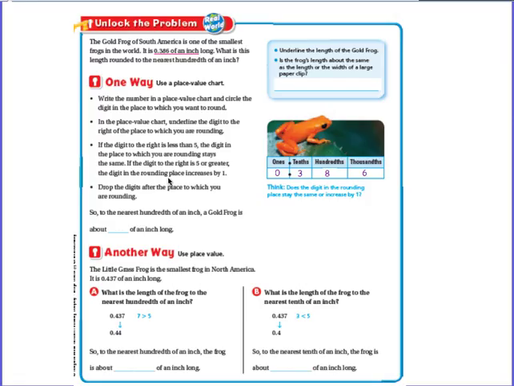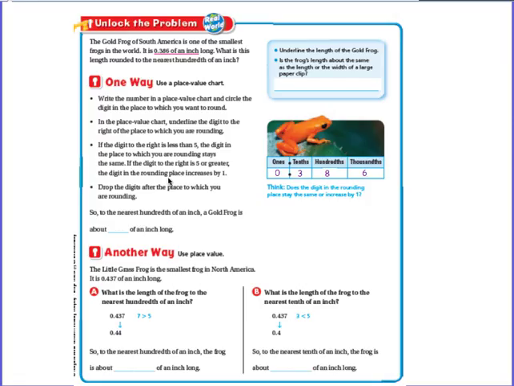So let's look at here. Let's unlock the problem. The gold frog of South America is one of the smallest frogs in the world. It is 386 thousandths of an inch long. What is this length rounded to the nearest hundredths of an inch? So first let's underline the length of the frog. So we've got that underlined.